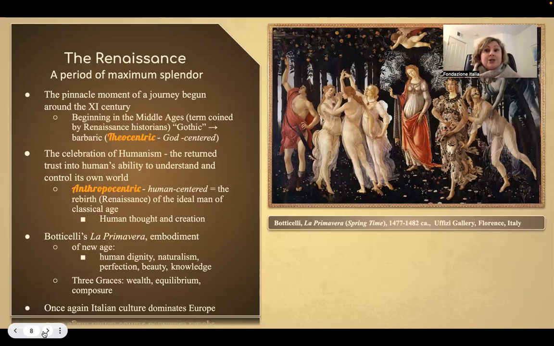By the way, the Middle Ages is a term that was created by the Renaissance historians to really separate themselves from the past. It was theocentric, God-centered. So the main focus was that God was at the center of everything.